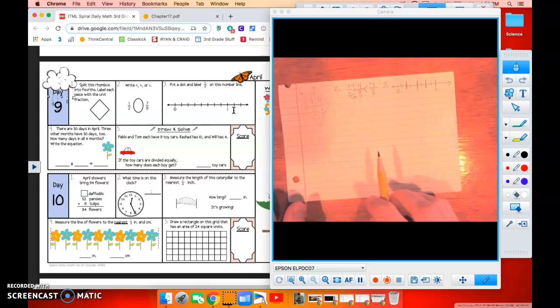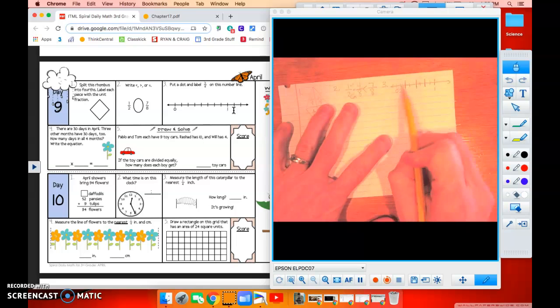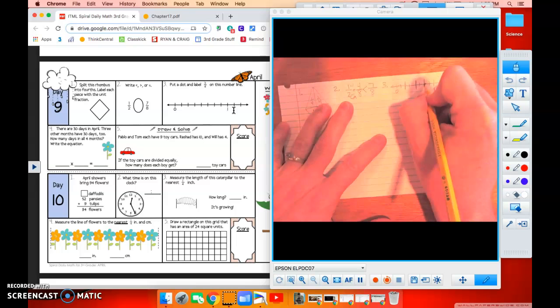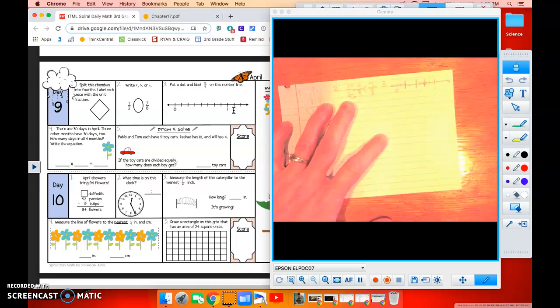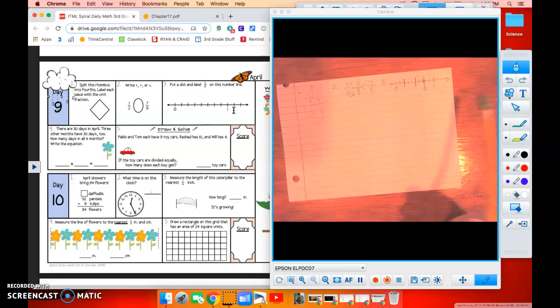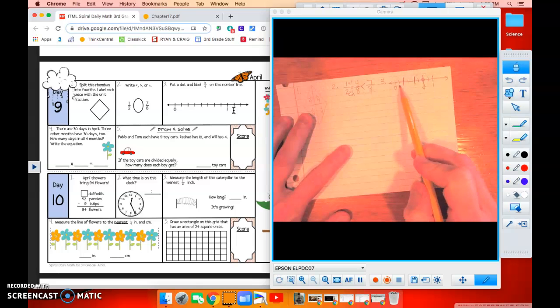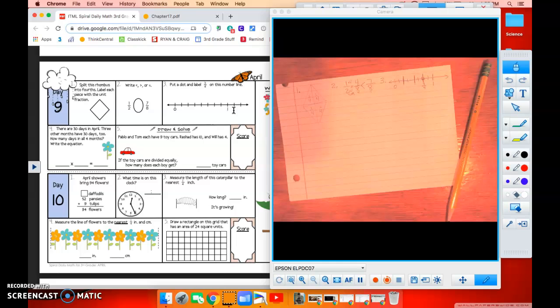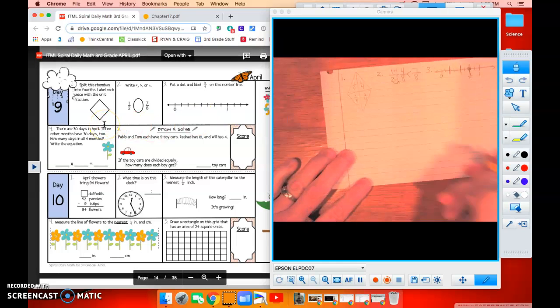What I want to do is I need to put a dot on the 3/4. So 3 of those 4. So there's 1, 2, 3. And I'm going to put my dot right here on 3/4 and label it. That is 3/4. Also, 1, 2, 3, 4, 5, 6/8. Okay, number 4.